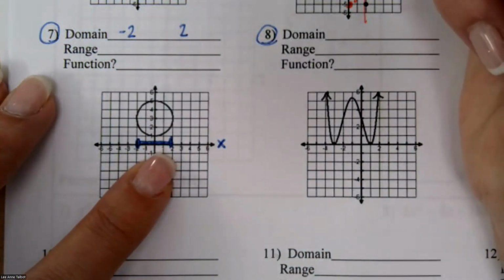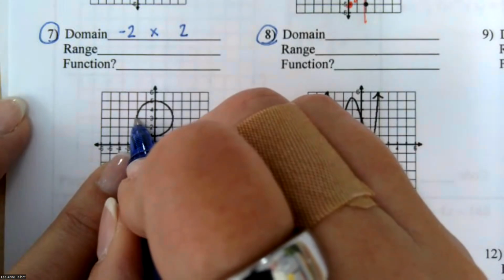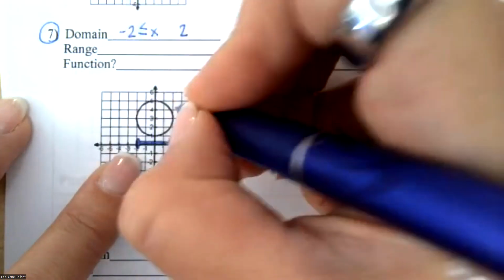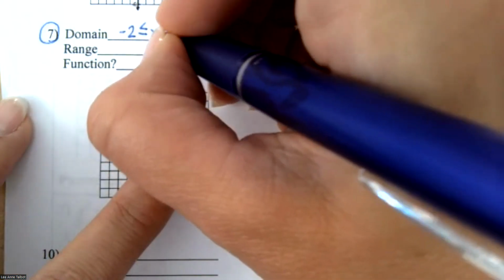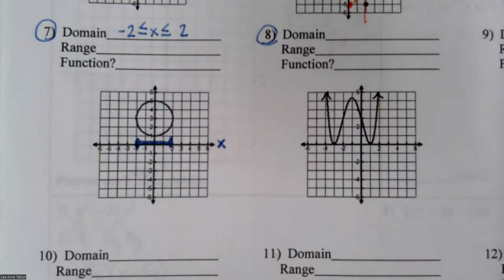What letter should go in the middle if we're doing domain? X. Okay, and then the question you ask yourself is, does it really touch here? Yes. And does it really touch here? Yes. You got it? I'm proud of you.